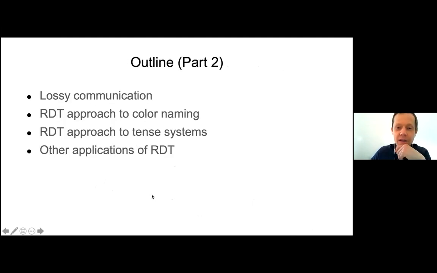So as the outline for today, I'm first going to talk about a model of communication that's called lossy communication, because this is a place where rate distortion theory applies and is useful. I'm then going to take color naming as the main example that we work through. We'll then turn to tense systems, and I'll do that in a bit less detail, and then finally give you a very, very quick list of other places where rate distortion theory has been applied in linguistics.